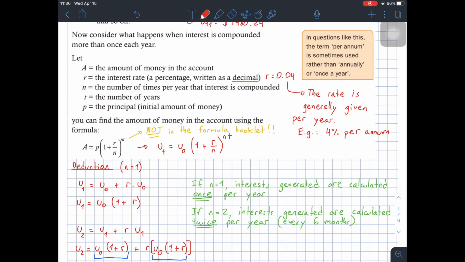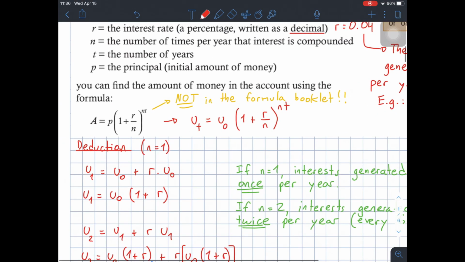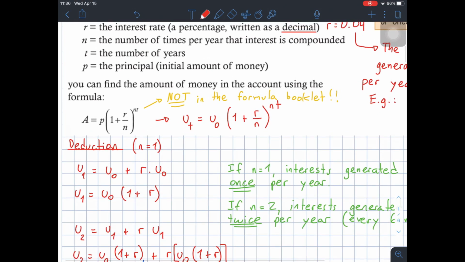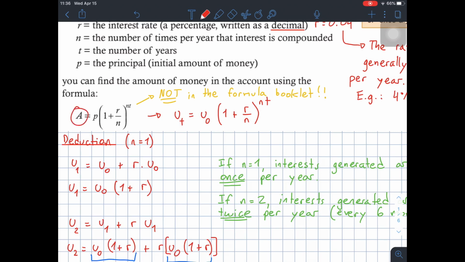T is the number of years, and P is a principal. It's the initial amount of money that we deposit. So you can find the amount of money in the account using this formula over here, which I rewrote using our simple notation, or the U that you are used to, in order for you to understand this better. So A is the same as saying U, or UN. In this case, I'm not using N here because N is representing another thing in this formula, and rather I'm using T, which represents time, okay?